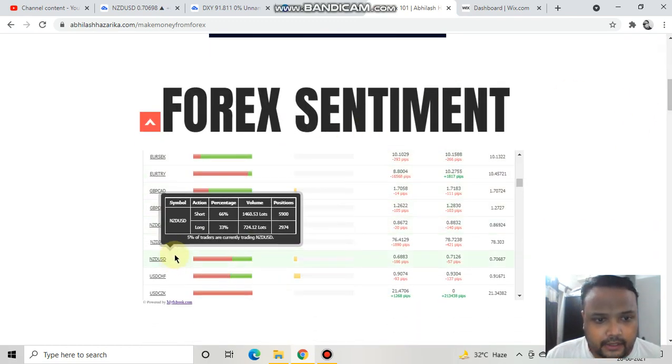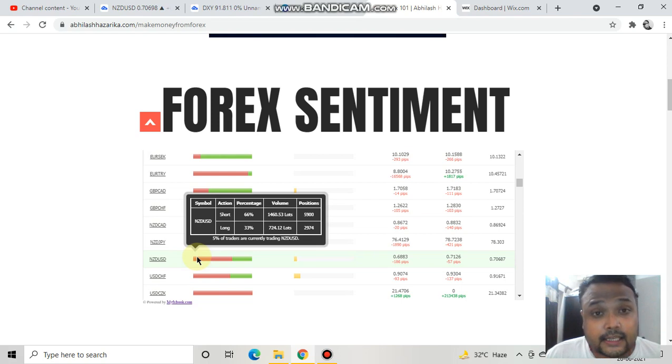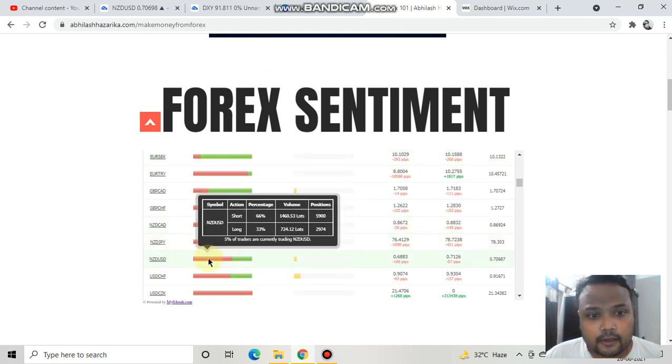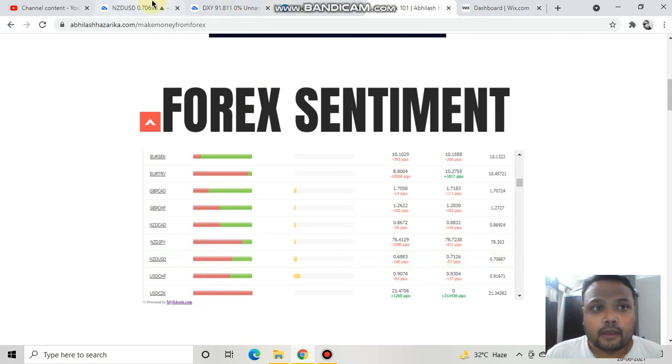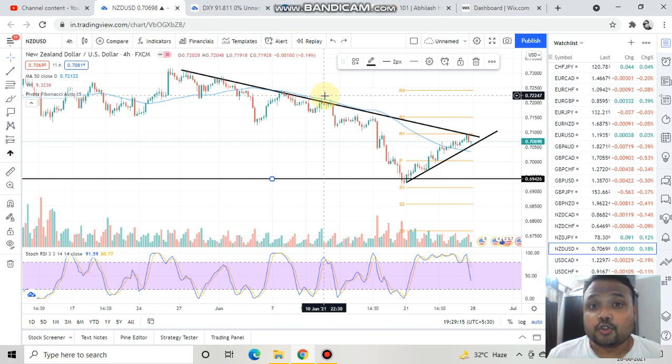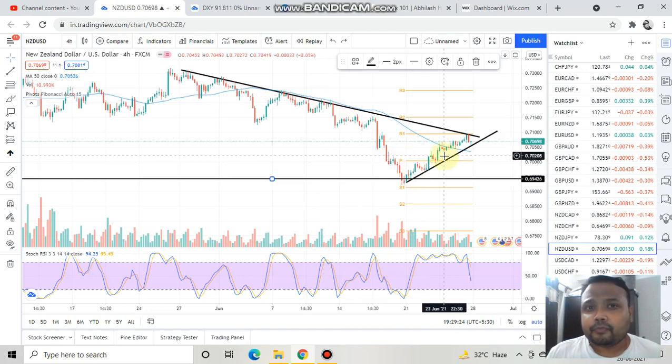In the Forex sentiment meter, you can see that 66% traders have taken short position, and only 33% traders have taken long position. And as we all know, 90% retail traders lose money. Retail traders lose money because they do not follow the trend of the market. When market was extremely bullish, when market was witnessing trend reversal, retail traders were taking short position. So you should not follow the herd. Trade wisely, trade with proper analysis.